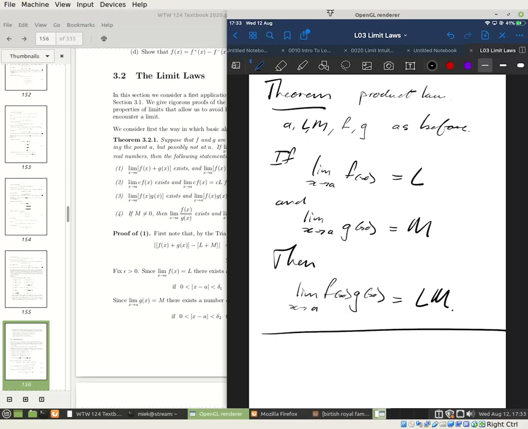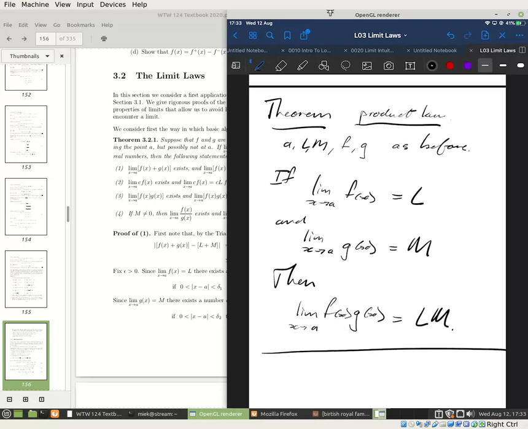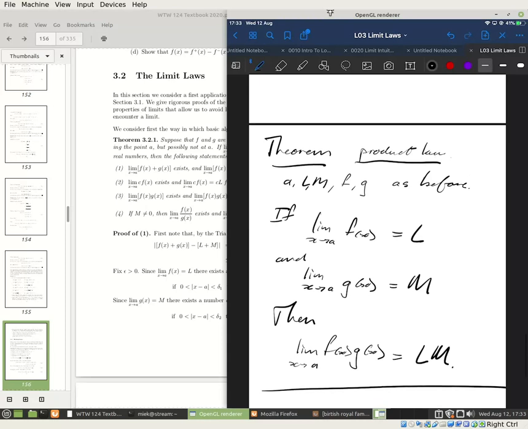Okay, so let us discuss the product law for limits. So, with a, L, m, f, and g as before, if the limit as x tends to a of f of x is equal to L, and if the limit as x tends to a of g of x is equal to m, then the limit as x tends to a of the product of f of x and g of x is equal to the product of L and m.